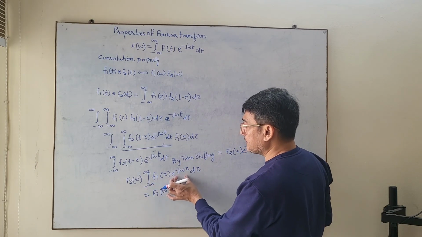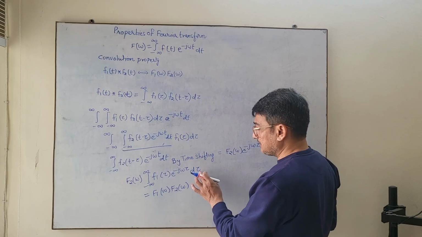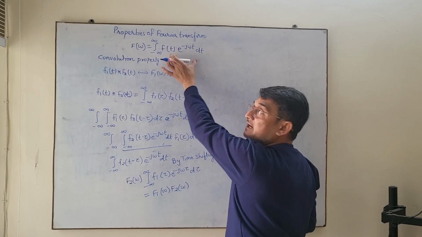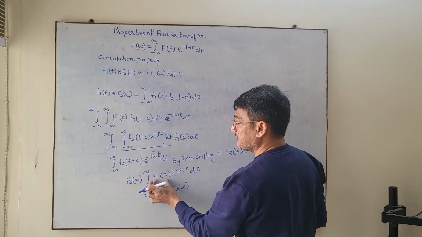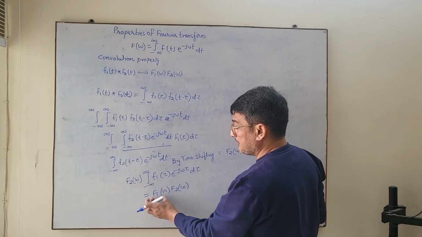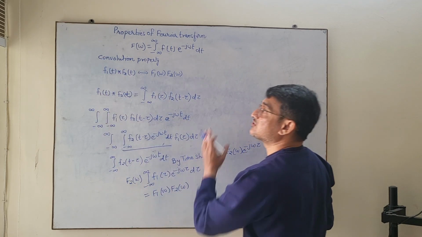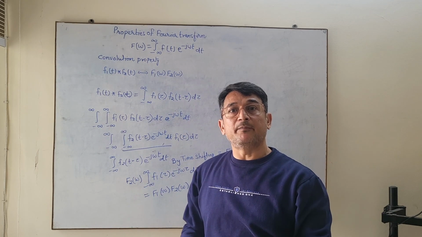Now f1 of tau e to the power minus j omega tau d tau, where tau is replaced with t, becomes this formula, which is nothing but F of omega. So if this is f1, then it will be F1 of omega. So this is F1 of omega into F2 of omega. So this way the convolution property can be proved.